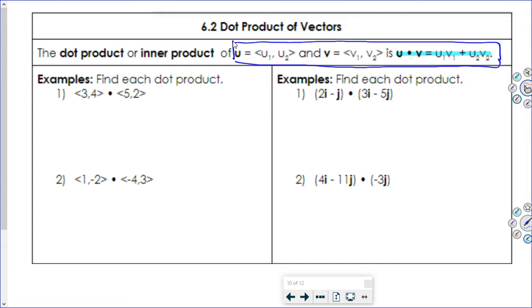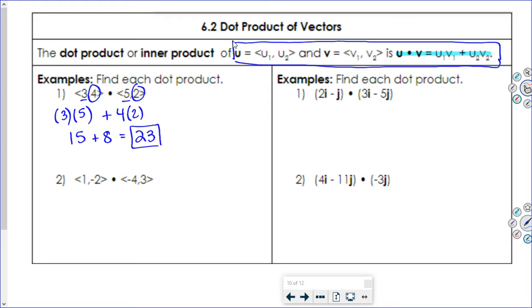So if you take a look at number 1, you're going to multiply the horizontal components, so 3 and 5, and then you're going to multiply your vertical components of 4 and 2, and you're going to add those two together. So 3 and 5 will give you 15, 4 and 2 gives you 8, so the dot product of those two vectors is 23.